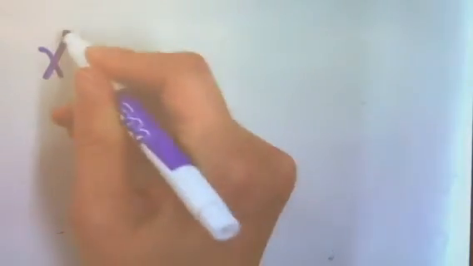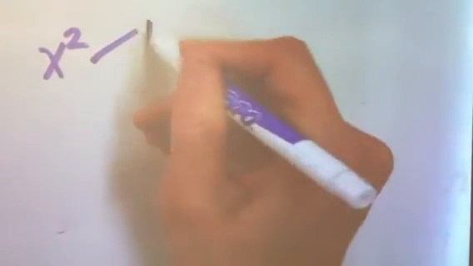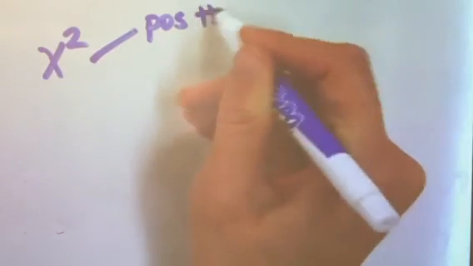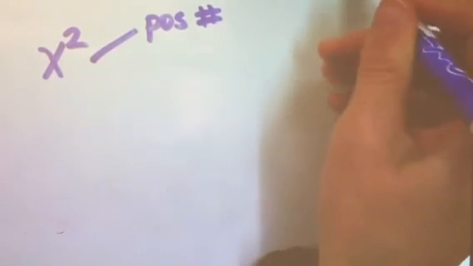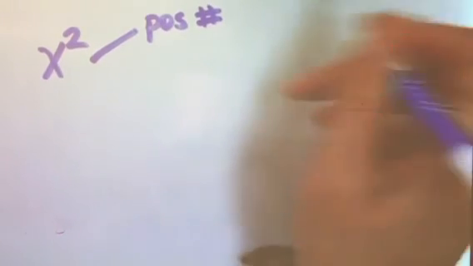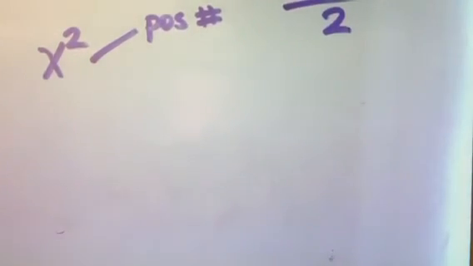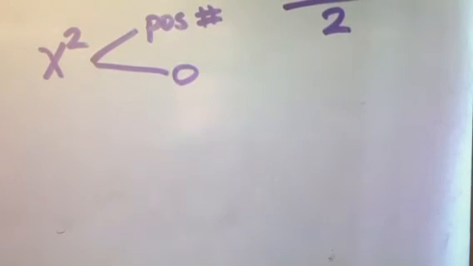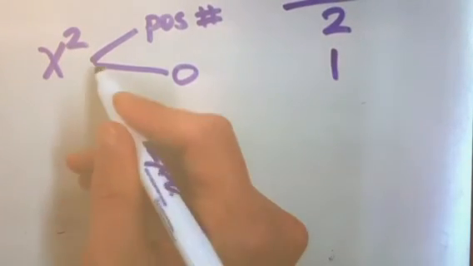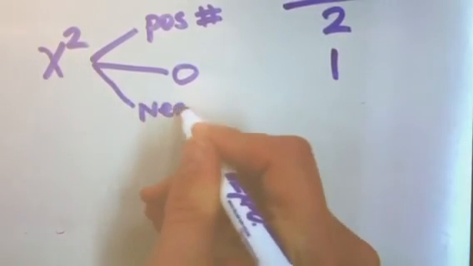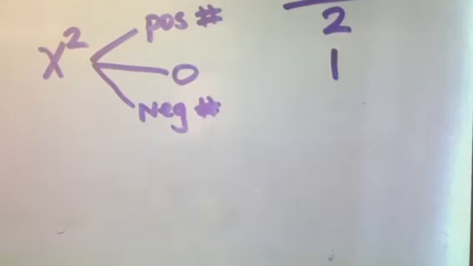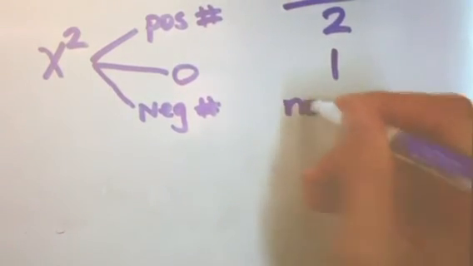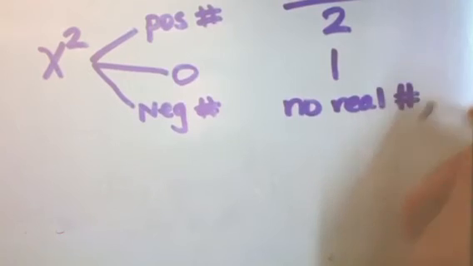So let's review. If you have an x squared equation equal to a positive number, you will have how many solutions? 2. If you have x squared equal to 0, you will have how many solutions? 1. The square root of 0 is just 0. If you have x squared equal to a negative number, you'll have how many solutions? None. No real number solution.